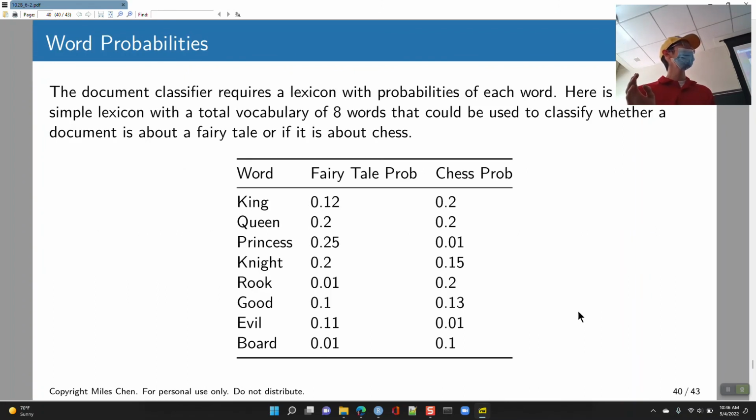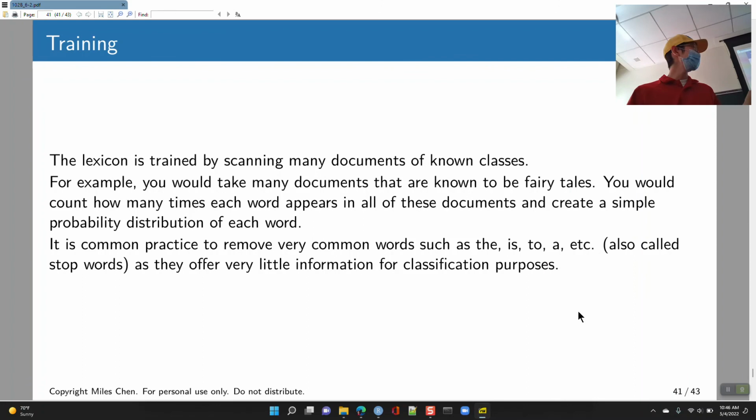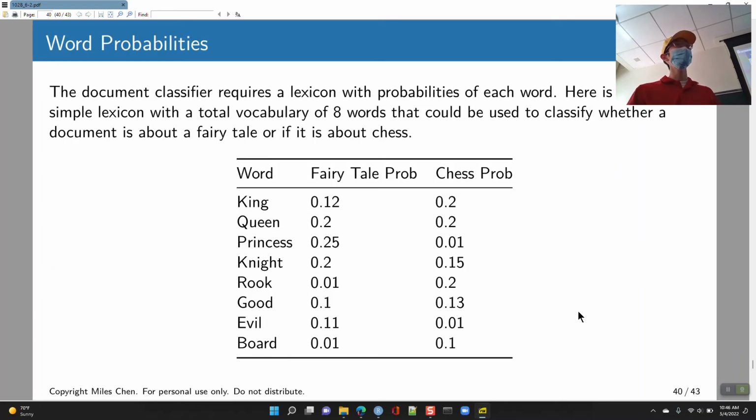And so the naive Bayes classifier is a popular choice for document classification. Again, what it requires is that you have known documents that are labeled, and you use those to create your lexicon of probabilities. Okay, any questions?